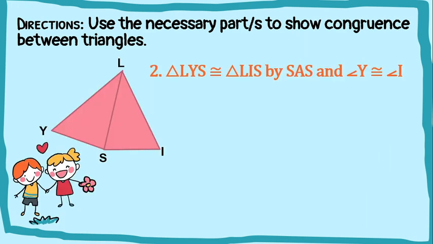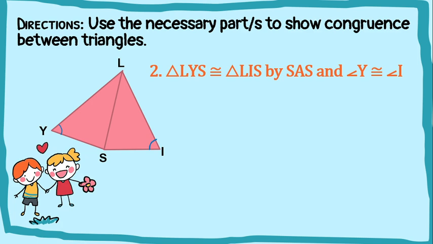Next, number 2. We have triangle LYS again and triangle LIS. So, this time by SAS. And yung angle Y natin is congruent to angle I. So, dito makikita natin, binigay na kagad yung angle Y is congruent to angle I. So, ito yung congruent natin.